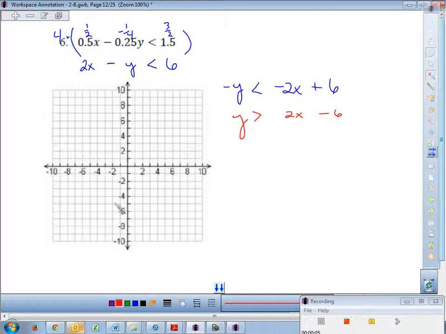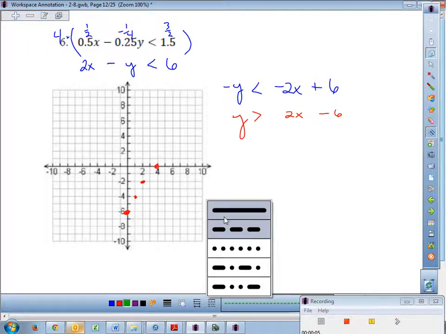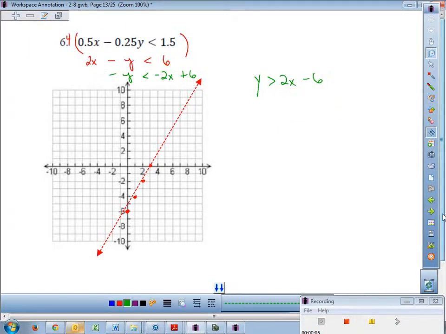So we'll graph -6 down here, rise 2, run 1, rise 2, run 1, rise 2, run 1. Solid or dash? And then here's our big mistake, where we made it in Chapter 1, where we made it in Algebra 1, is we got to shade, above or below.